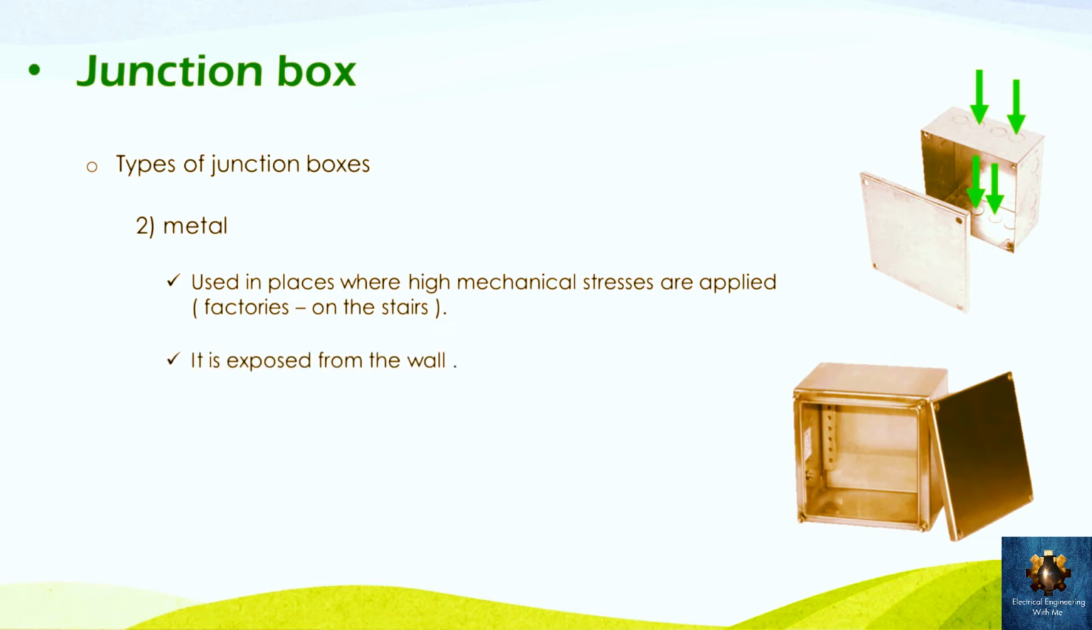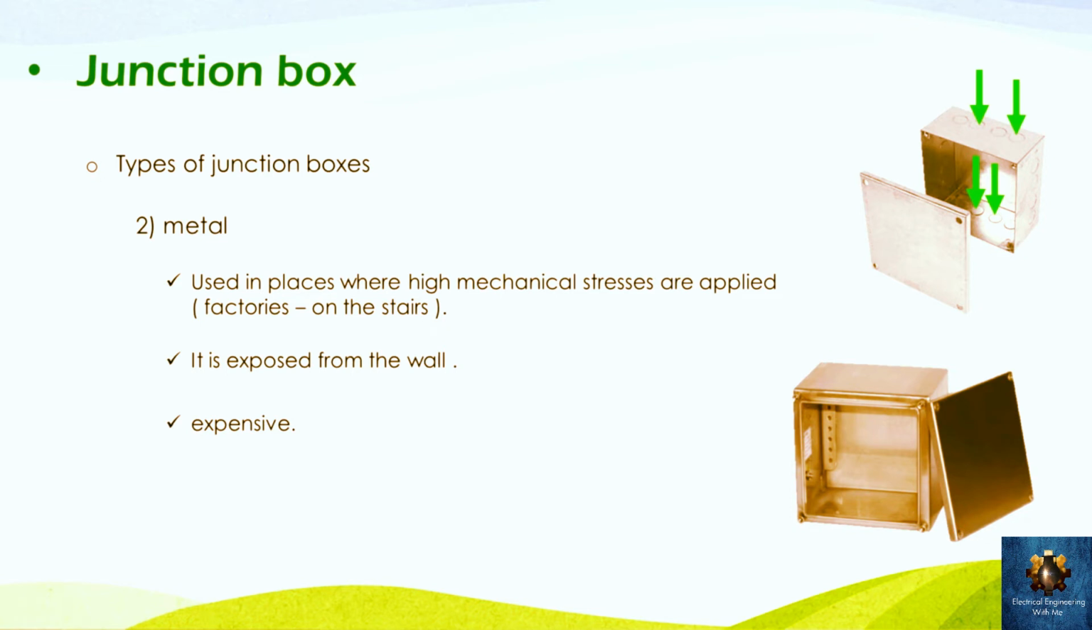Also, this type of box is exposed to the wall, so it's not embedded totally inside the wall, but there is a part of this box which is exposed out of the wall. And its third property is that it's an expensive box. This is because it's made of metal, and the metal is expensive when compared to the plastic. Hence we say that the metal junction box is expensive compared to the plastic junction boxes.